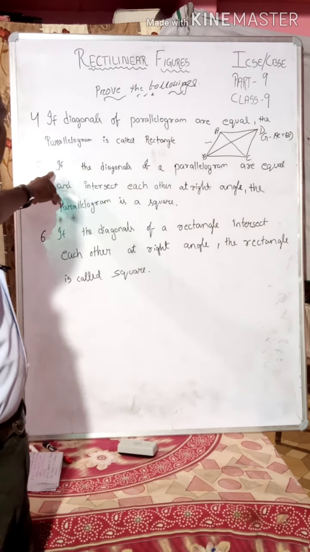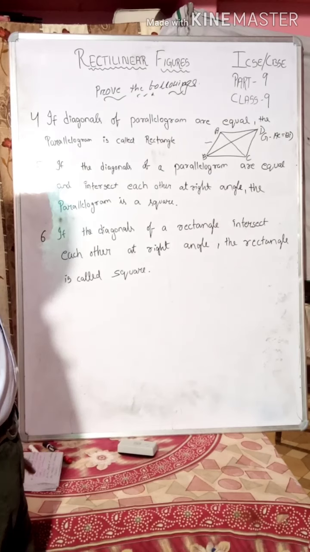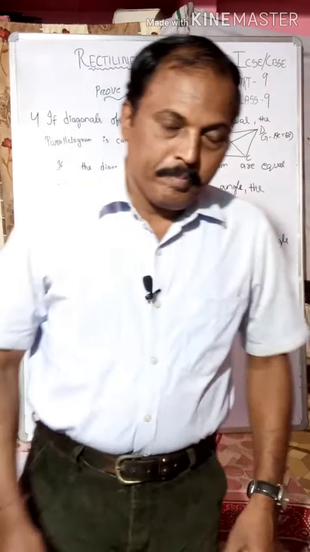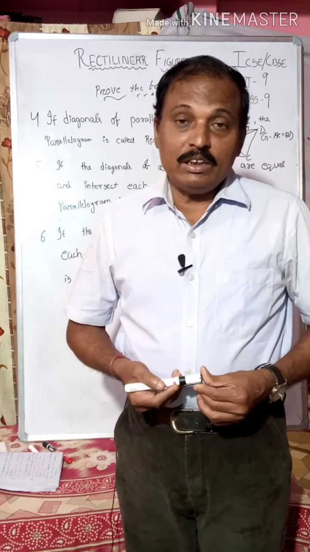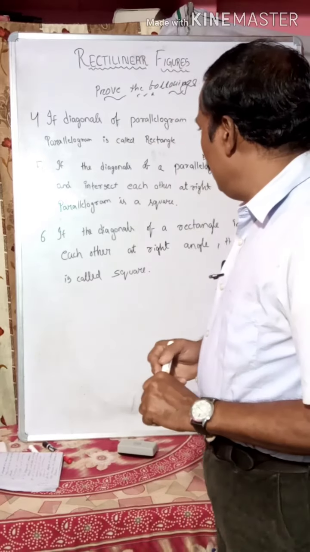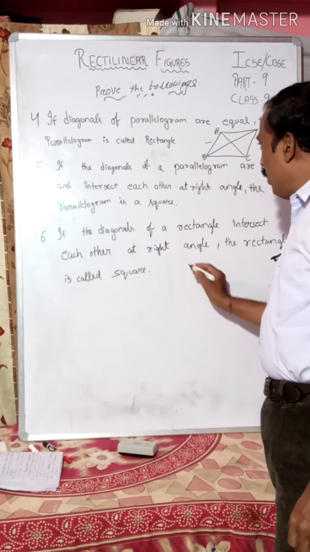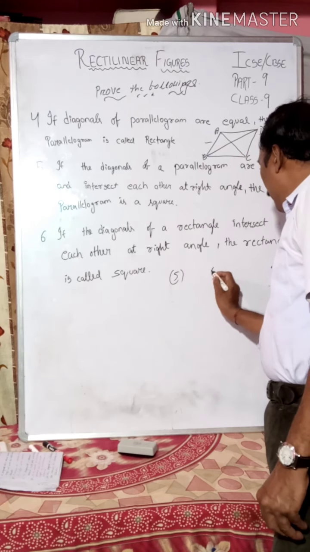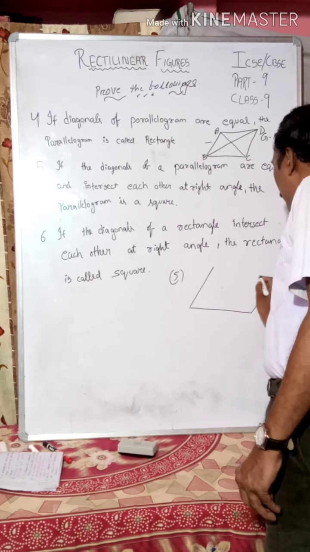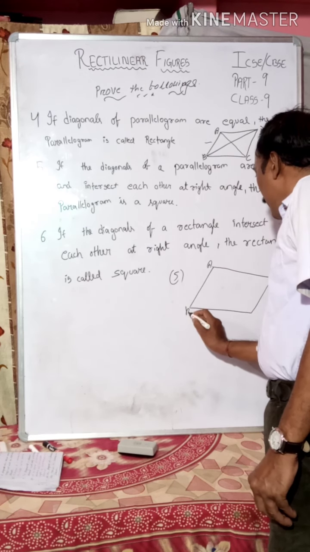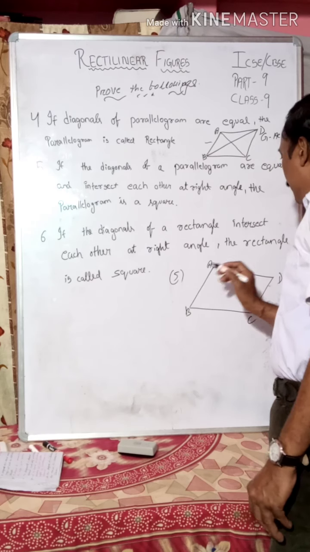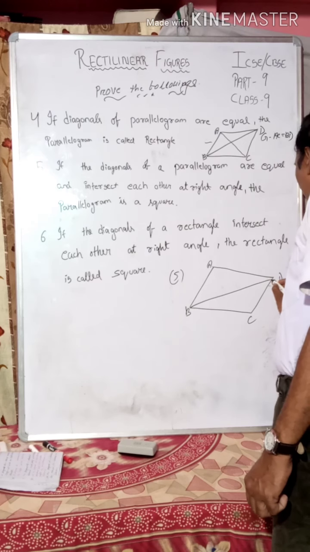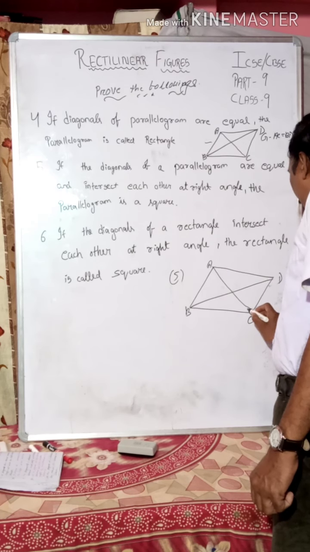Then next, if the diagonals of a parallelogram are equal and intersect each other at a right angle, then the parallelogram is a square. I draw the number 5 diagram. This is a parallelogram. What is given? ABCD is a parallelogram. Diagonals of the parallelogram are equal, AC is equal to BD.